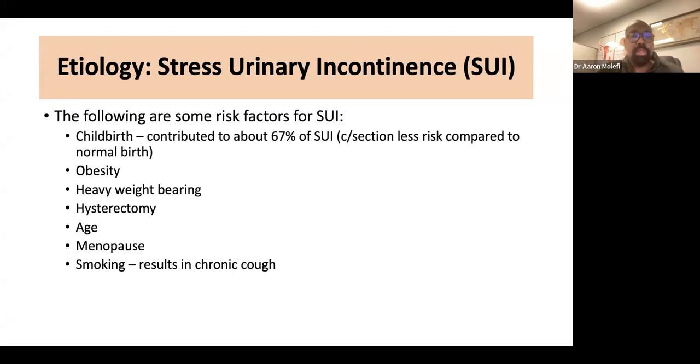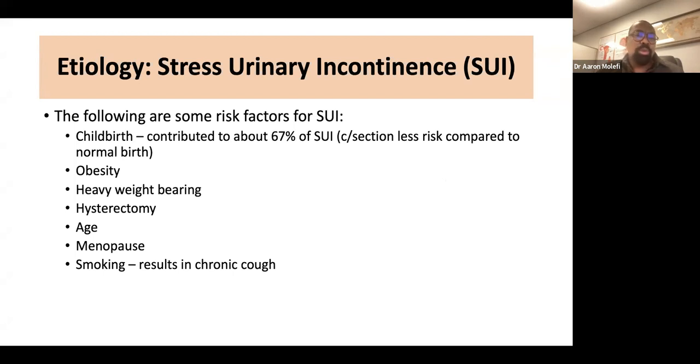So childbirth is one of the risk factors that contributes to urinary incontinence. About 67% of cases of urinary incontinence are because of childbirth. And it's been shown in literature that having a cesarean section has less risk compared to normal birth, but delivering by cesarean section doesn't completely eliminate the risk of having urinary incontinence.